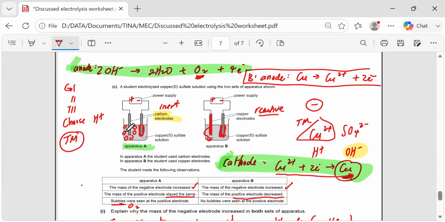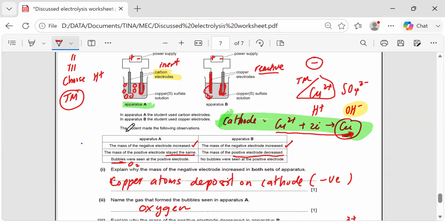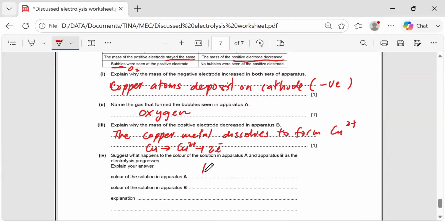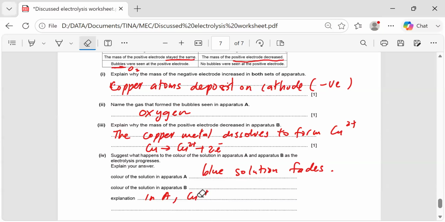What is the color of copper ions? Copper ion in the solution is pink. Copper sulfate is what color? Blue. Copper sulfate solution is blue. So they're asking you: does the solution become more blue or less blue? Less blue. Blue solution fades. Why? In A, the concentration of copper ions decreases.